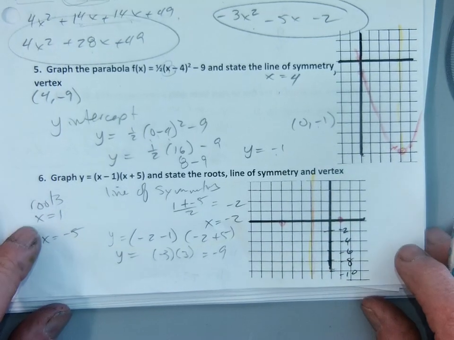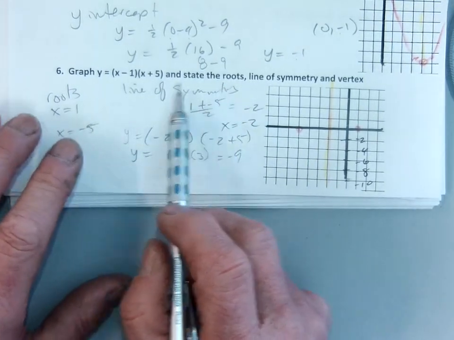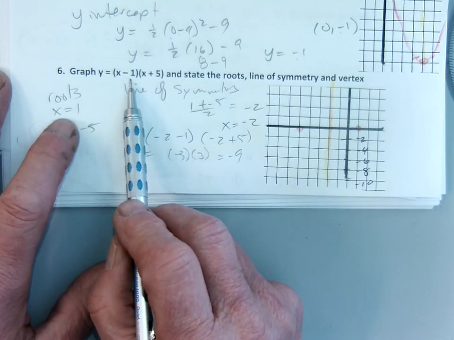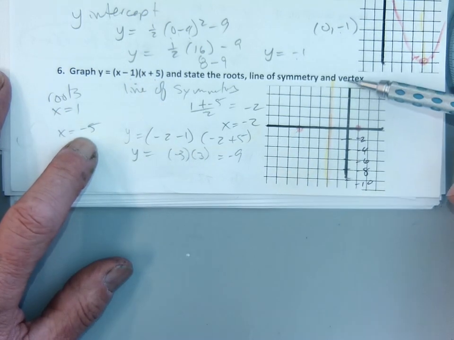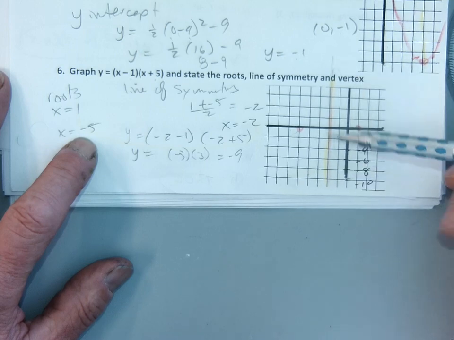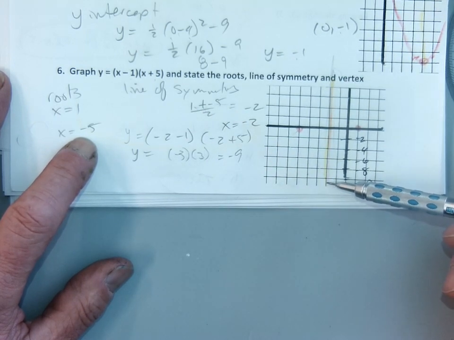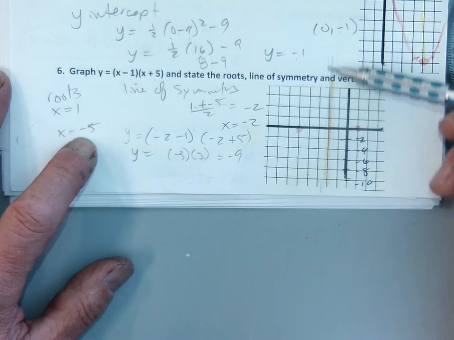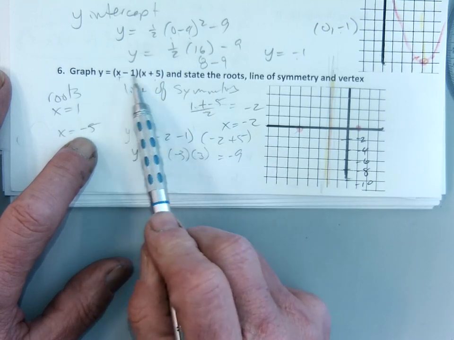Okay. 6, it's in root form, so my roots are going to be at, remember it's the opposite, positive 1, negative 5. There's my positive 1 and negative 5. I know the line of symmetry is right in the middle. I can average the roots. Either way, I get negative 2 for that. And then I know the vertex is somewhere along the line of symmetry. So I plug in my negative 2 for x.